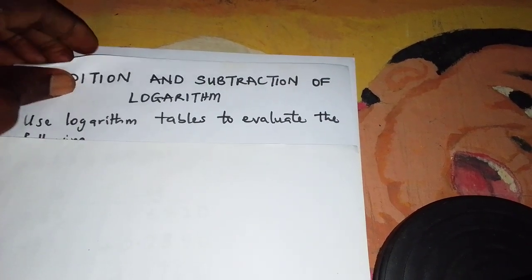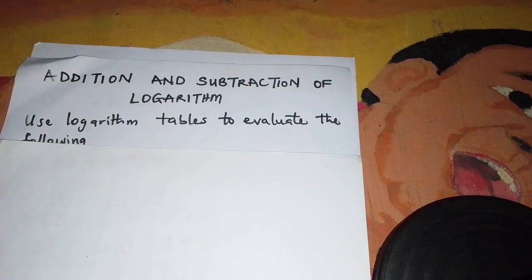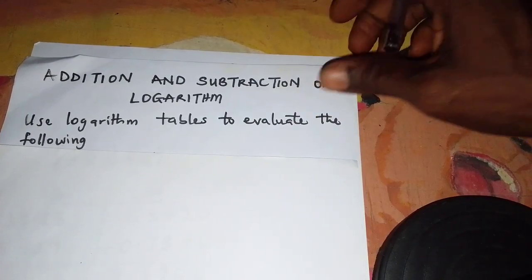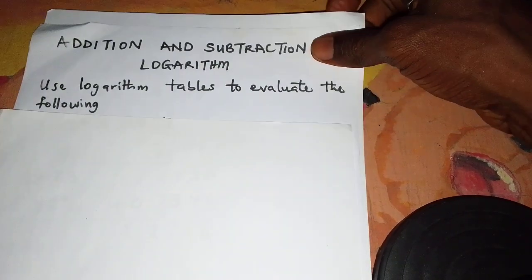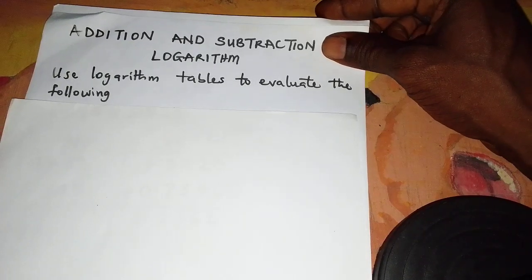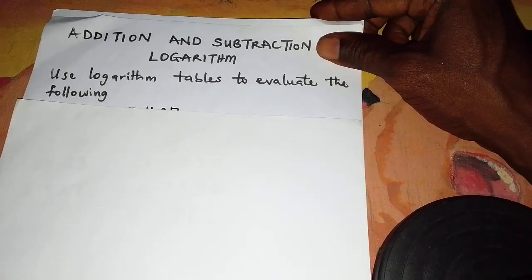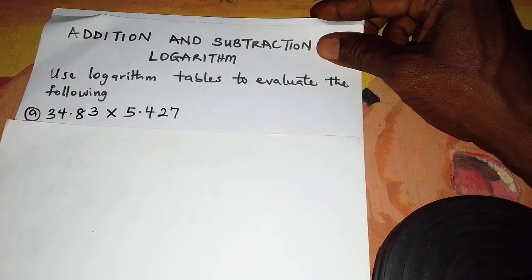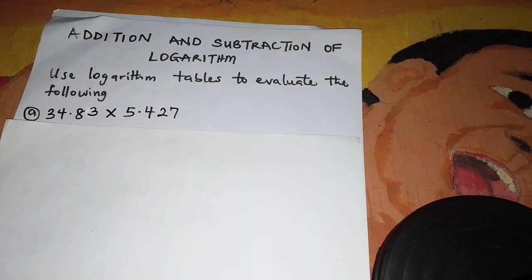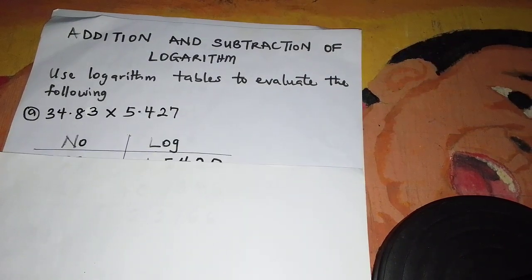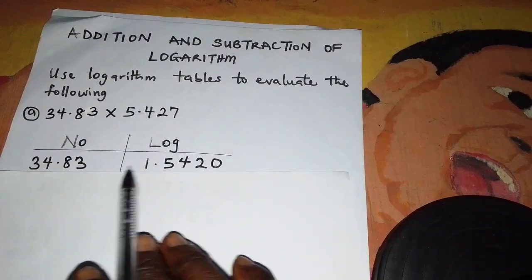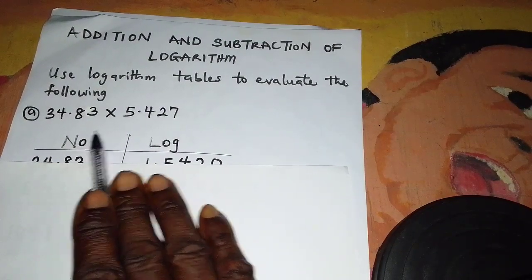Now, the question says use logarithm table to evaluate the following. Instead of using a calculator, we are expected to use the logarithm table to be able to find the result of this. 34.83 times 5.427. So first of all, you draw your table for number and log.